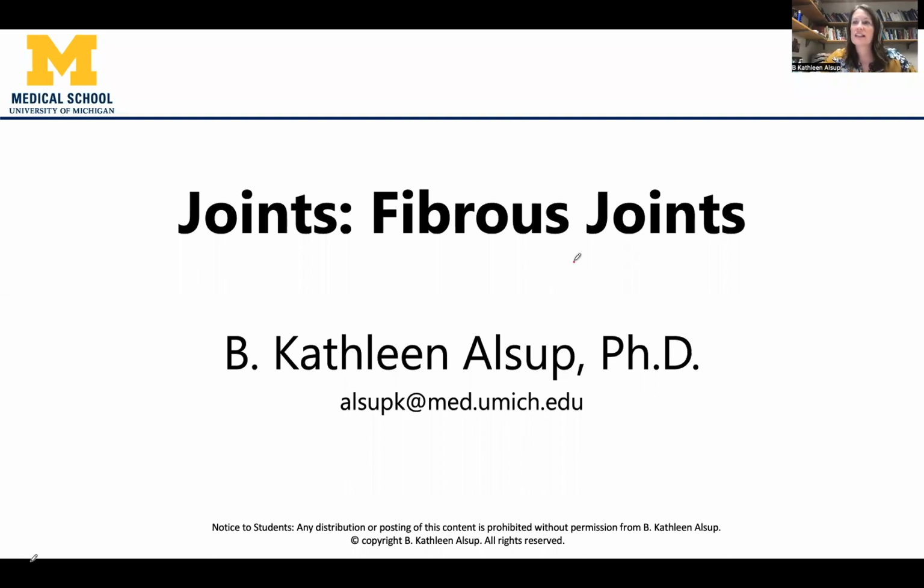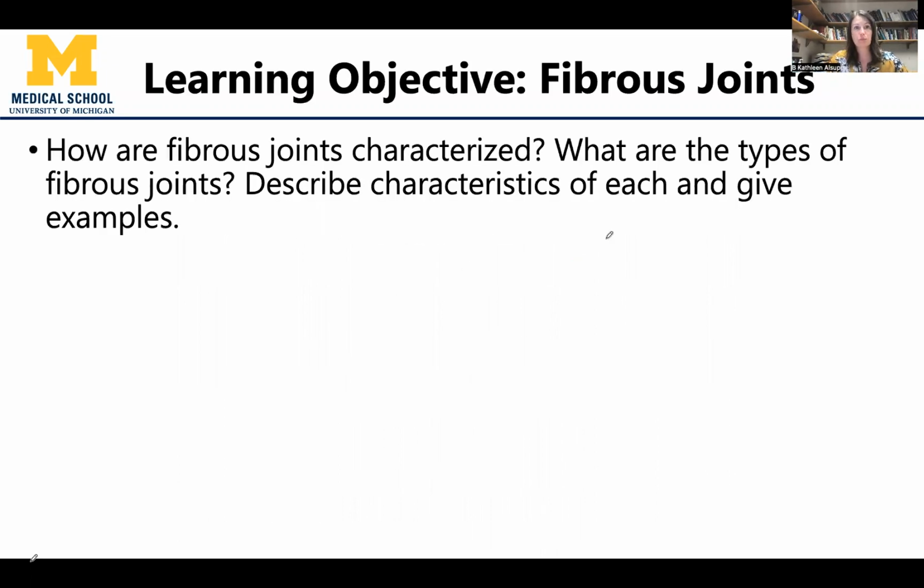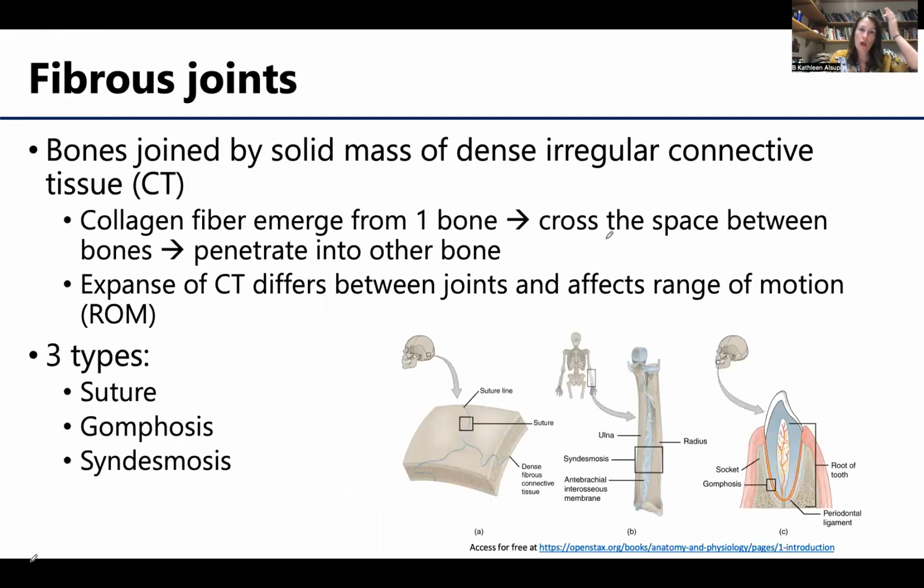Hello all. Let's continue our discussion with joints, and we're going to talk about one of those three major structural classifications, which are the fibrous joints. So first, we're just going to talk about how they're even characterized. There are three types of fibrous joints we're going to discuss, and we're going to talk about a few examples of each.